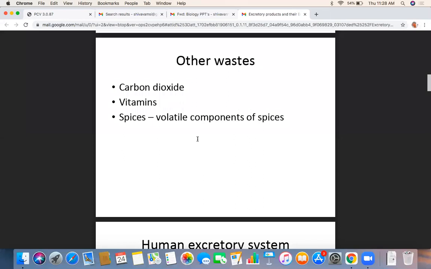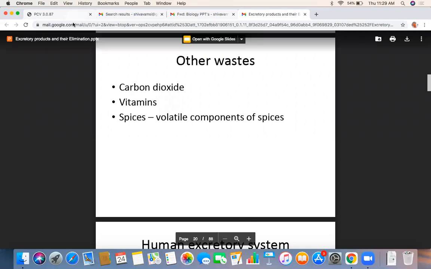Now, carbon dioxide, other waste, what are the other ways? You also have this carbon dioxide, vitamins, spices, there are lots of volatile components. So you're all eating clove, cardamom, pepper and all those things. So you're eating lots of spices. Those spices also will have some volatile components. So those components are also removed through excretion. So there are lots of ways. What are the ways that we have studied so far?